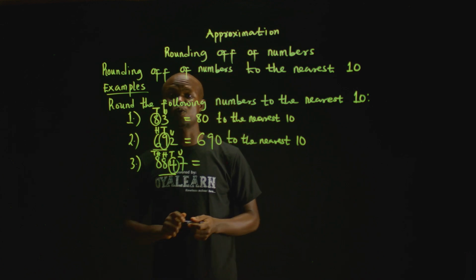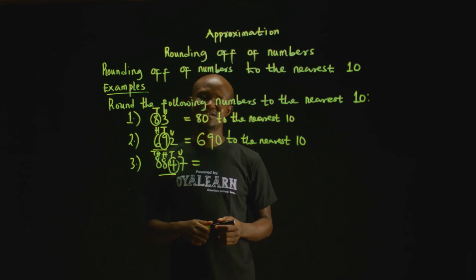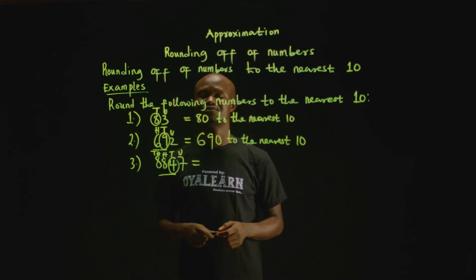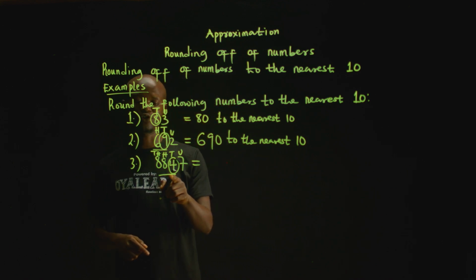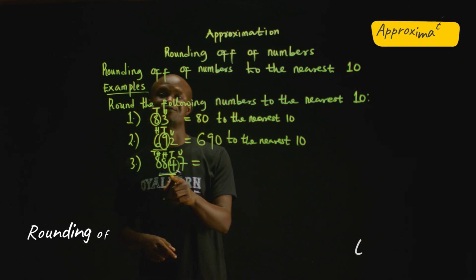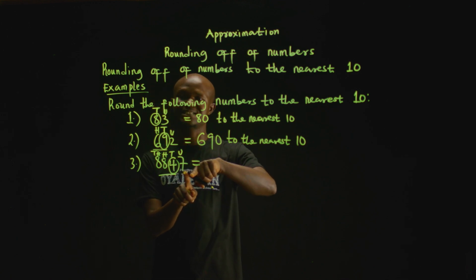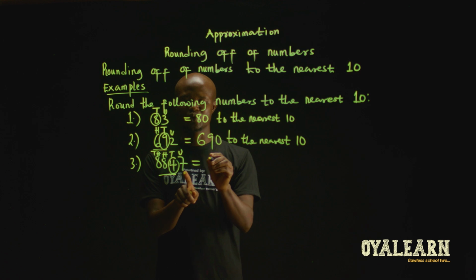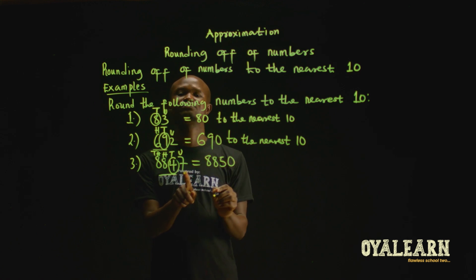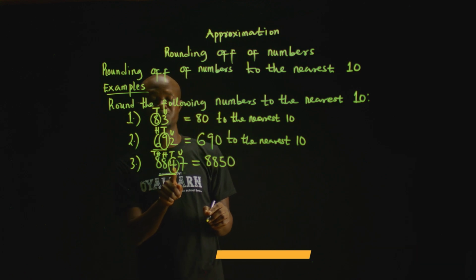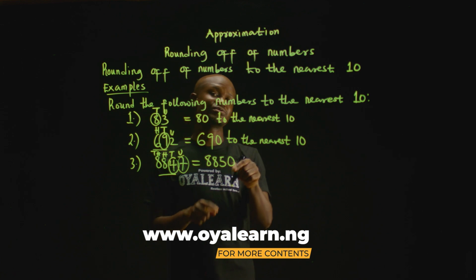And at the back of 4, what are we having? We are having 7. And 7 is even more than what? 7 is more than 5. So we are going to take 1 from 7 and add it to 4. So what do we have? We have 5. So in that case, the space of this 7 will automatically become 0. So we have 8850. Because we take 1 from 7, add it to 4, we have 5. And this particular 7 will turn to 0.